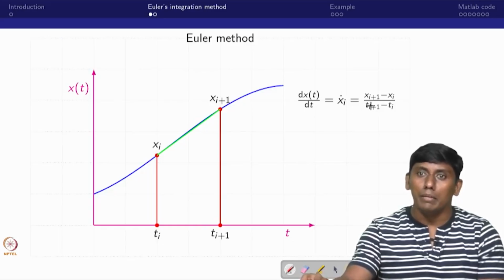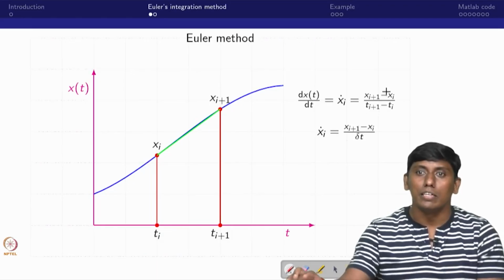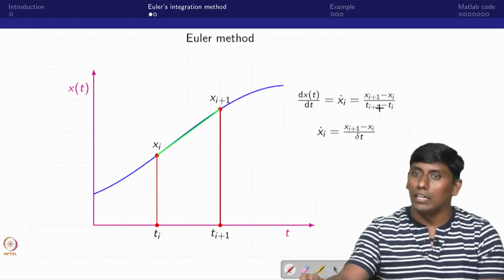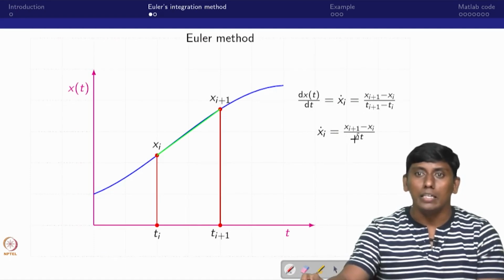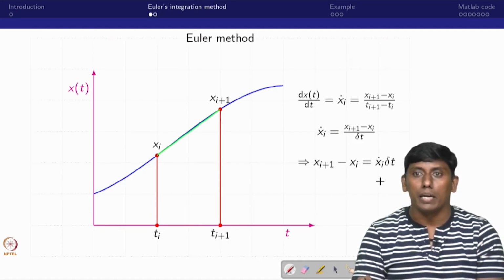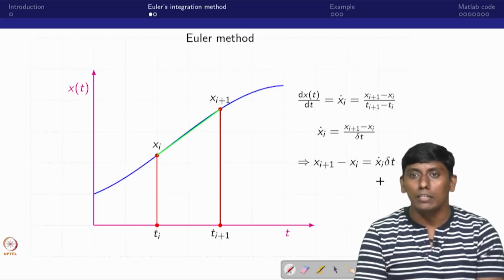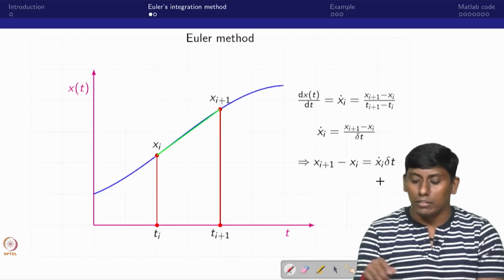So x dot of i multiplied with this time step, and then I can rewrite this equation. In the sense, I consider this as a delta t. So then you can see x dot of i into delta t plus x of i is equal to x of i plus 1, right. So this is what we are going to call numerical integration, that too Euler's method.